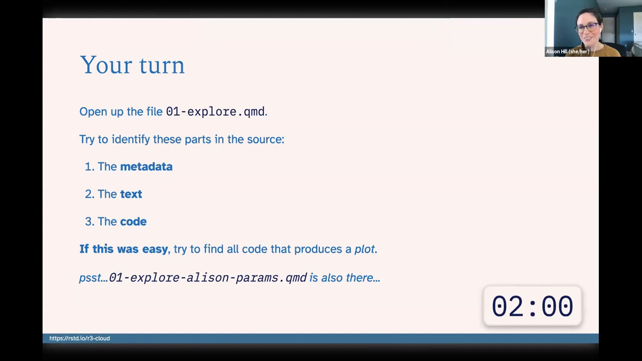So what I would like for you to do is to hop into that O1 Basics project, open up o1-explore.qmd, and take a few minutes to try to identify these parts in the source code. There's some metadata, there's some text, and there's some code. And if this was easy, you can try to find all the code that produces a plot. So I'm going to set the timer for 2 minutes and let's take a bit to explore that o1-explore.qmd file in the O1 Basics project.